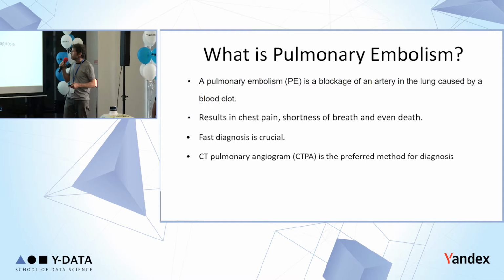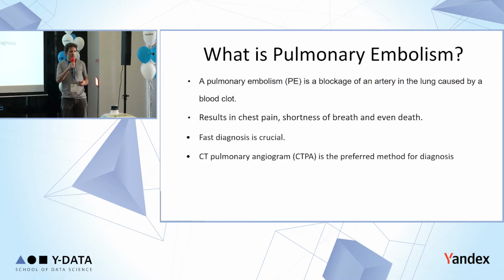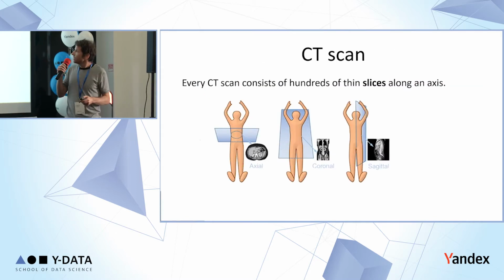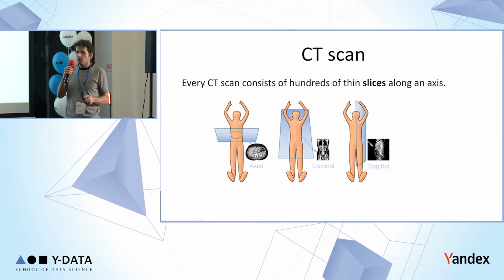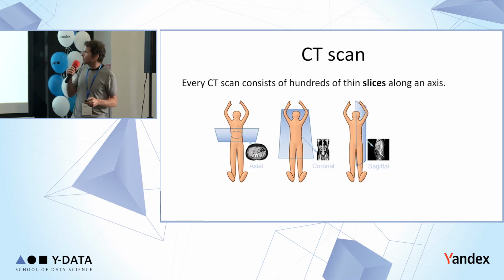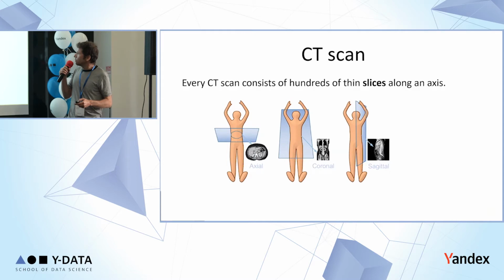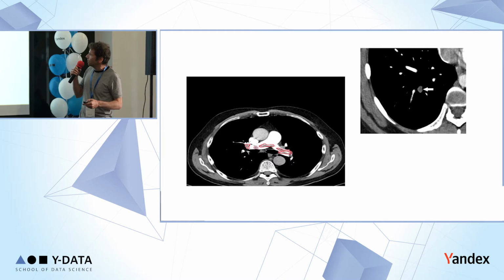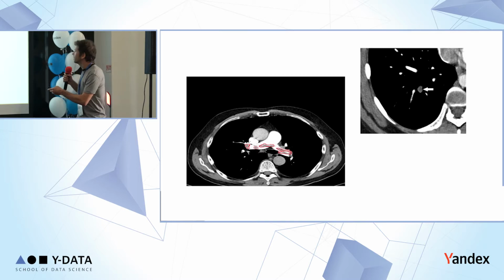So pulmonary embolism is a blockage of an artery in the lung caused by a blood clot. It results in chest pain, shortness of breath, and even death. So fast diagnosis is very important, and usually it's done by CT. Every CT scan consists of hundreds of snapshots taken along a specific axis. We call them slices. And here we see an example of two slices along the axial axis. You can see in white a healthy artery, and the one thing in gray is the blood clot, it's a pulmonary embolism.